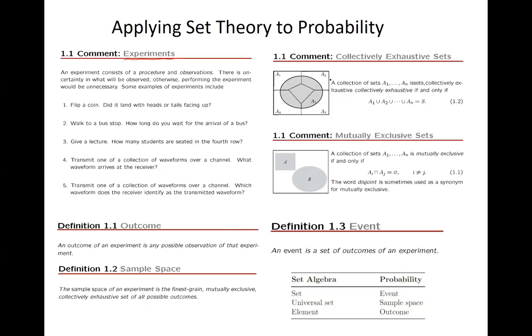Okay, in an experiment, we have procedure and observations, and it's widely used in probability theory. There's always an uncertainty in the observation, so that we talk about probability. Here is a list of experiments. Flip a coin, for example. The result is head or tail.